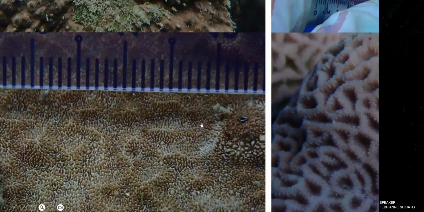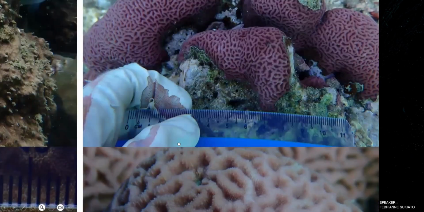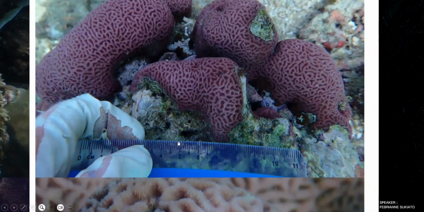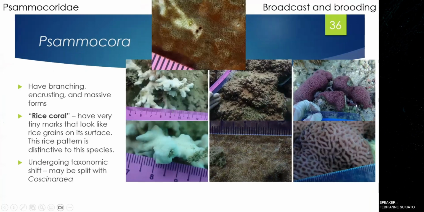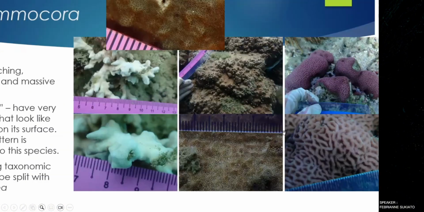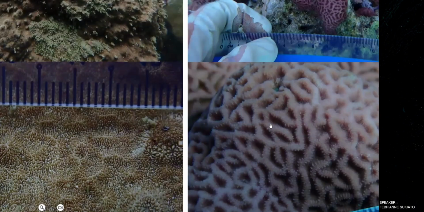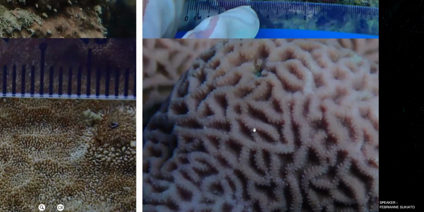Now this is a bit controversial right now. It's a Coscinaraea. Well, it used to be a different genus. It may be the same, maybe Psammocora now. I'm not quite sure what the rule is at this point, but you can start seeing the little rice patterns as well in the valleys of the walls.